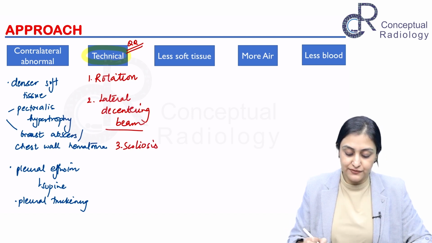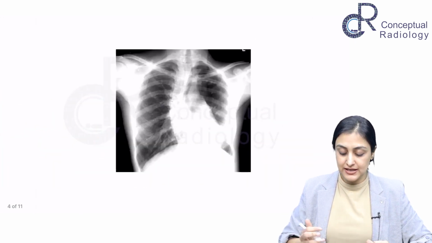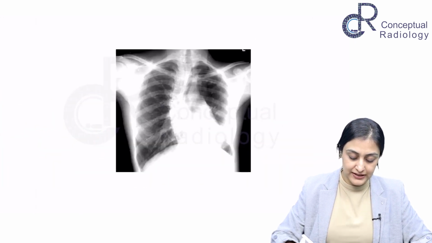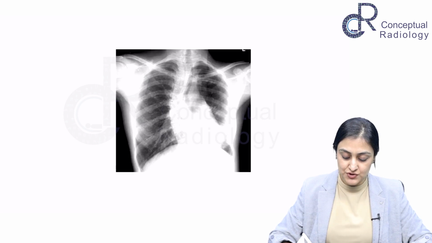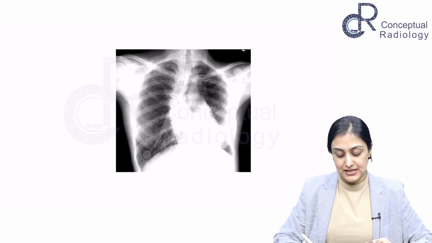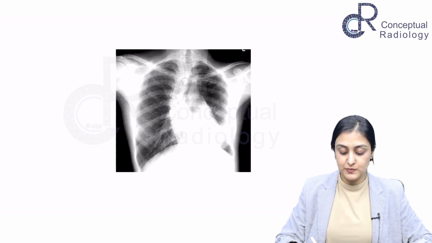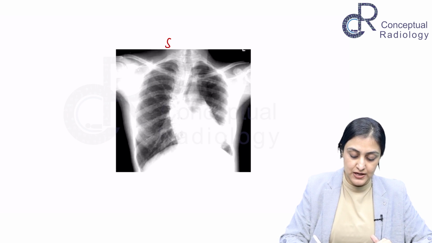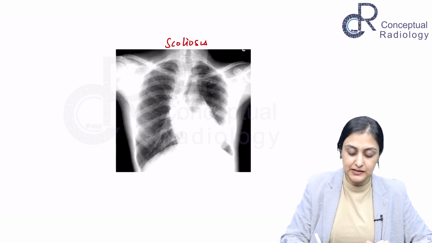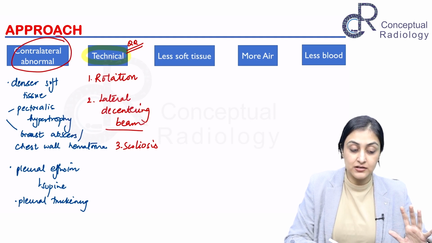Again, scoliosis is a factor which will lead to one lung being hyperlucent. So in this case, you can see how there is a lateral curvature, there is a scoliosis resulting in hyperlucency of one side, right? So you can see how the right hemithorax here appears more hyperlucent. It's because of the scoliosis. So these are the technical parameters that we have ruled out. So two major categories you rule out.